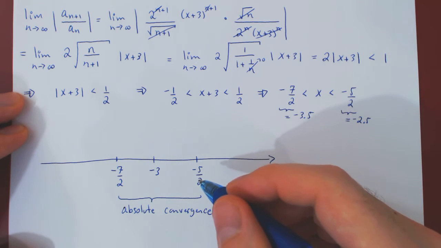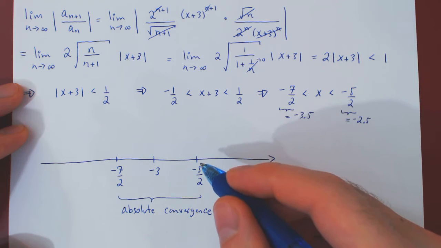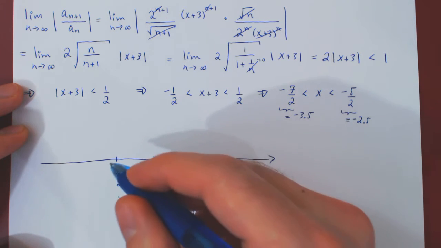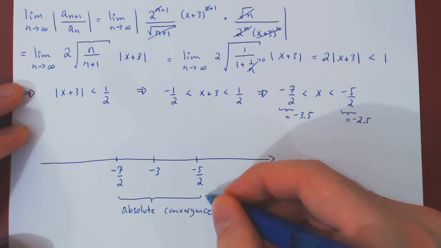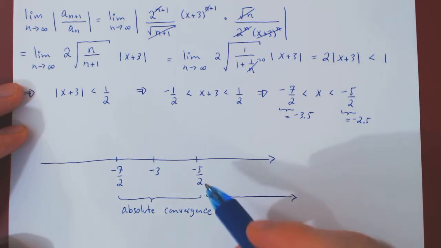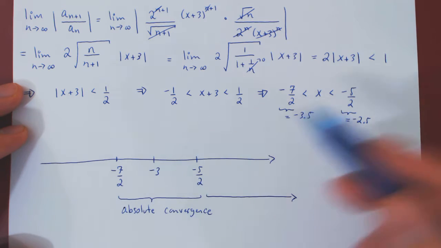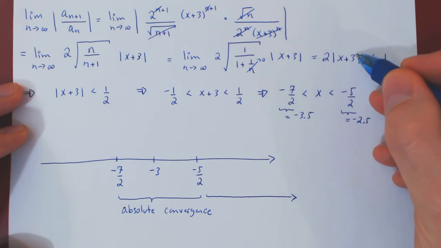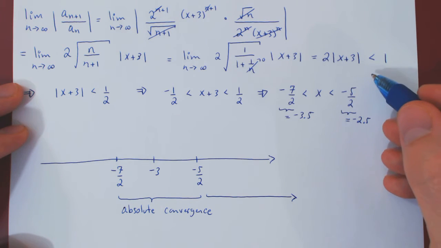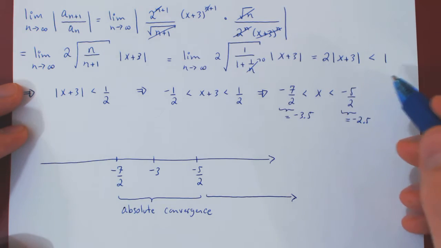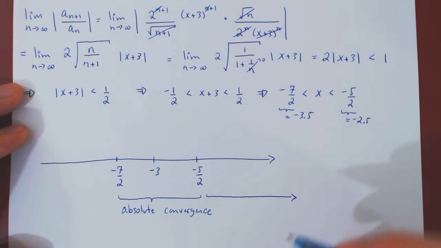Now, what if we move away from the interval? Then what happens? Moving away also from both endpoints. Well, if we move away from this interval, then we are violating our condition, which will mean that the limit coming from the ratio test will now be strictly larger than 1.